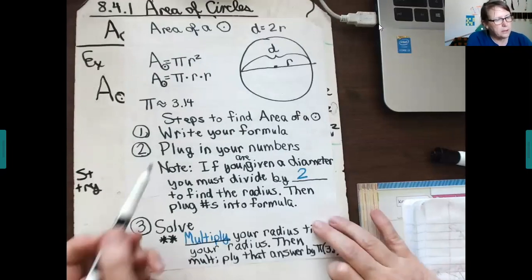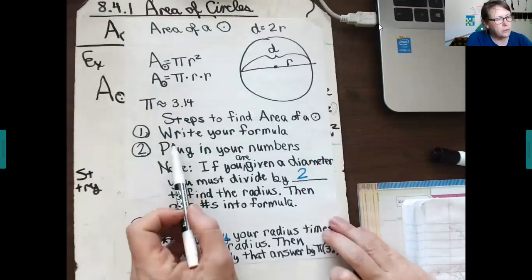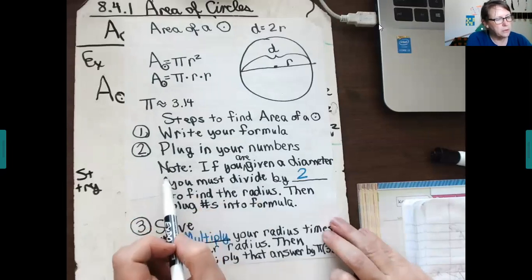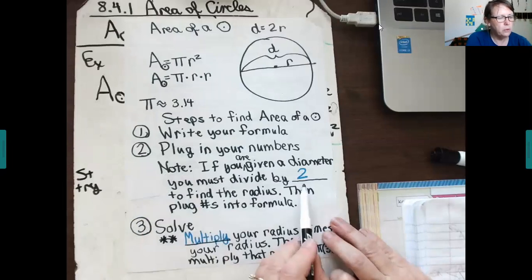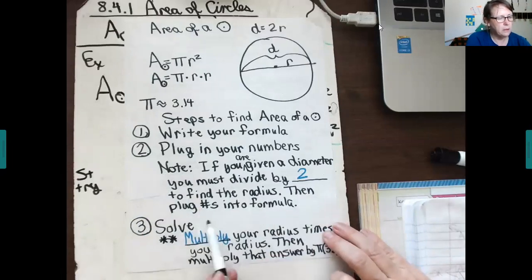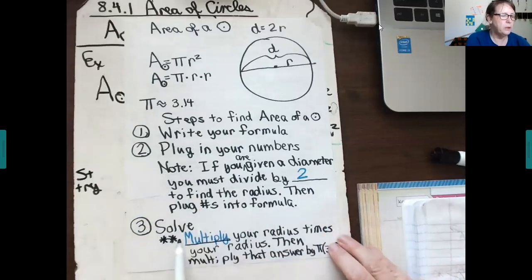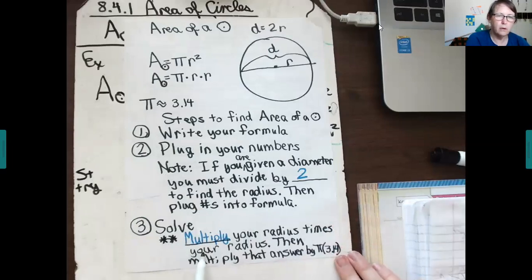Okay, steps to find an area of a circle. First, write your formula, then plug in your numbers. Note, if you are given a diameter, you must divide by 2 to find the radius. Then plug the numbers into the formula. Then you will solve.